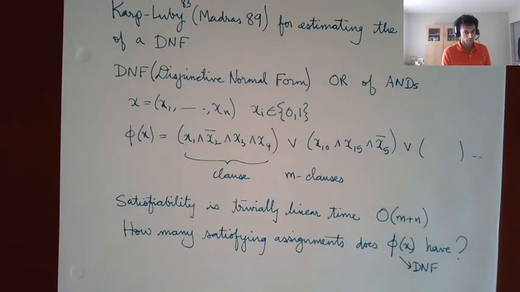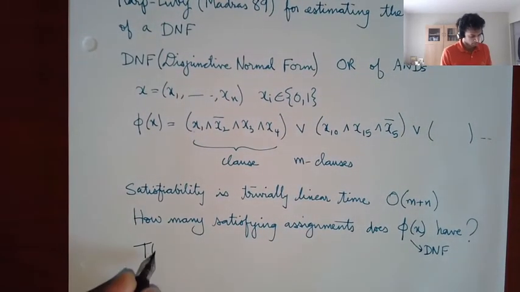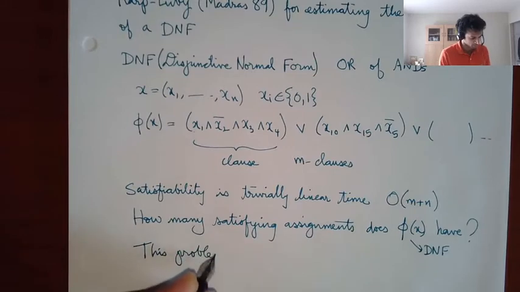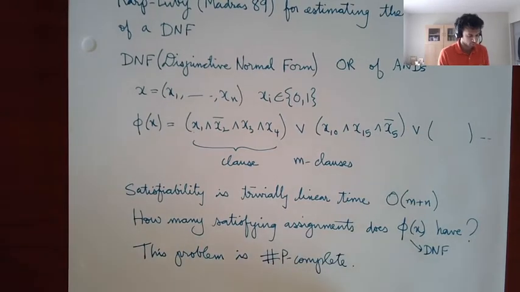And it turns out there's a fairly simple reduction that this problem is really Sharp-P complete. What this means is if you can count the number of satisfying assignments in a DNF, then you can actually count the number of satisfying assignments in any Boolean formula. So you can reduce counting in any Boolean formula to counting in DNFs. And the problem is Sharp-P complete.